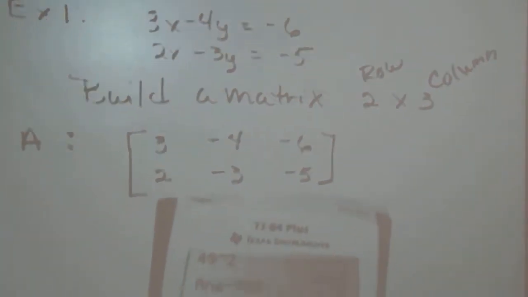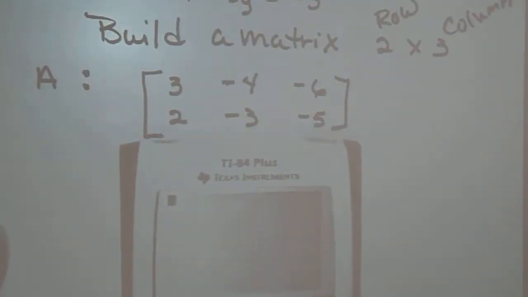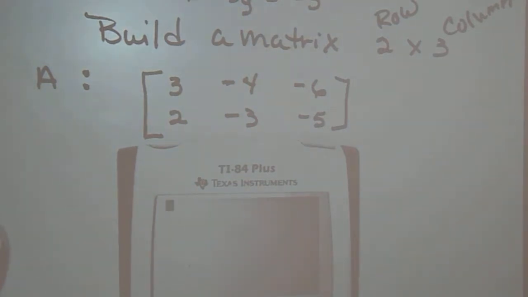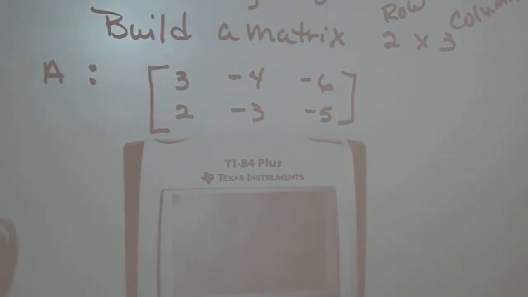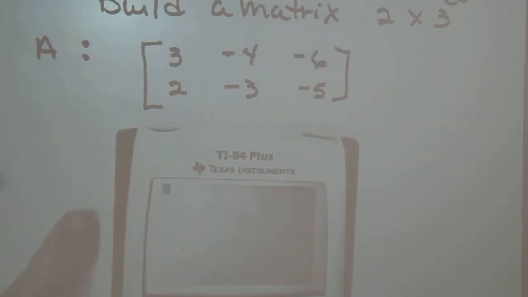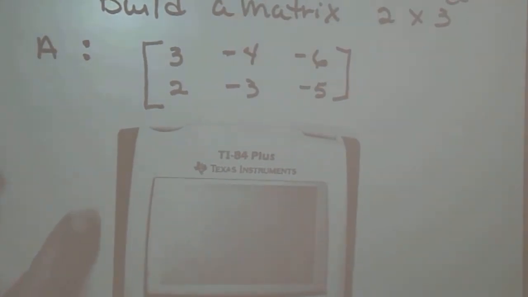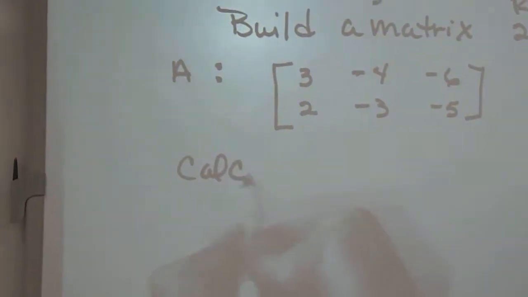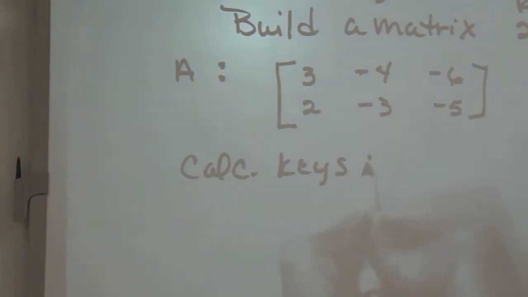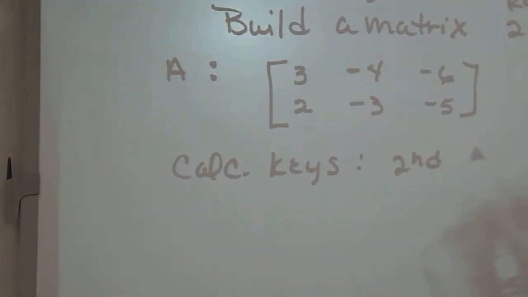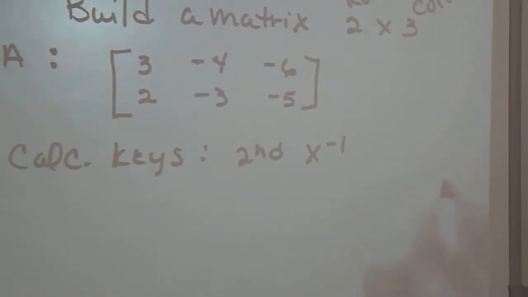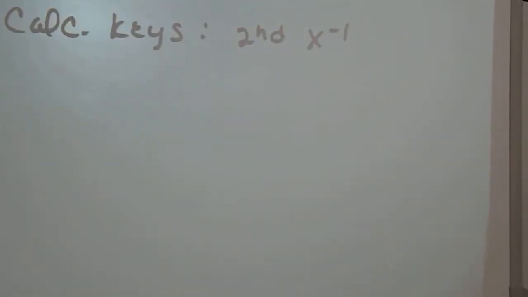Turn your calculator on. Alright, let's go to second x to the negative 1. Write that down, the keys on your calculator. Second x to the negative 1. Those are the keys that we want to get.